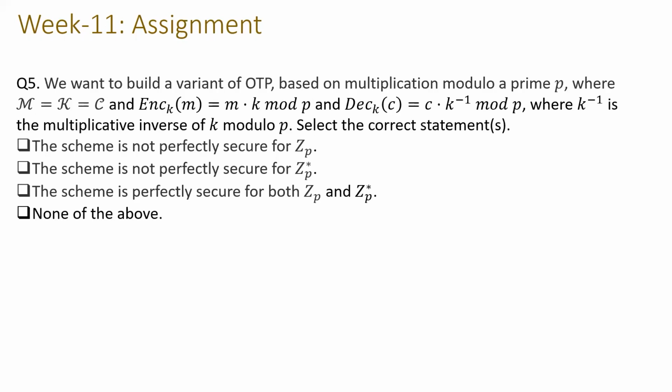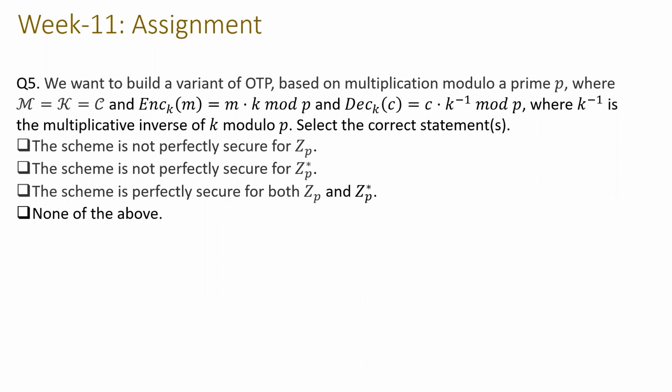We want to build a variant of OTP based on multiplication modulo a prime P, where M equals K equals C, and encryption of M with respect to key K is expressed as M times K mod P, and decryption of ciphertext C with respect to key K is C times K inverse mod P, where K inverse is the multiplicative inverse of K modulo P. Select the correct statements. The scheme is not perfectly secure for Z_P.